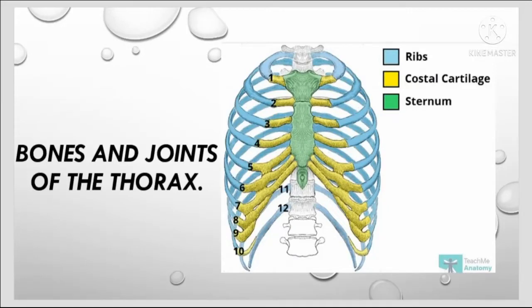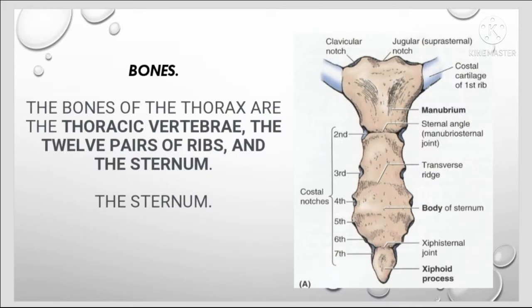Hello everyone. In this video we are going to talk about the bones and the joints of the thorax. Thorax consists of 3 bones and 7 joints. We will be seeing each of them in detail. The bones of the thorax are thoracic vertebrae, 12 pairs of ribs, and the sternum.